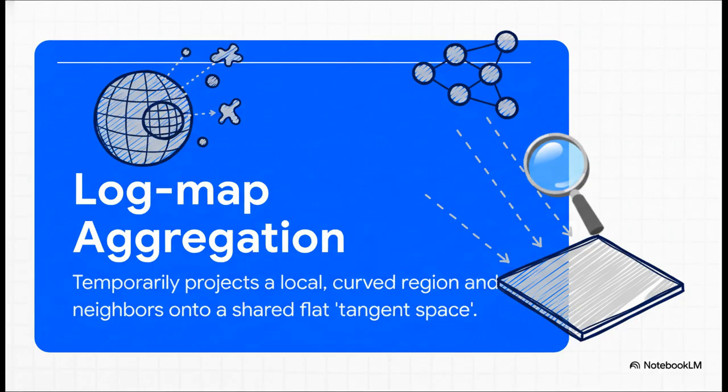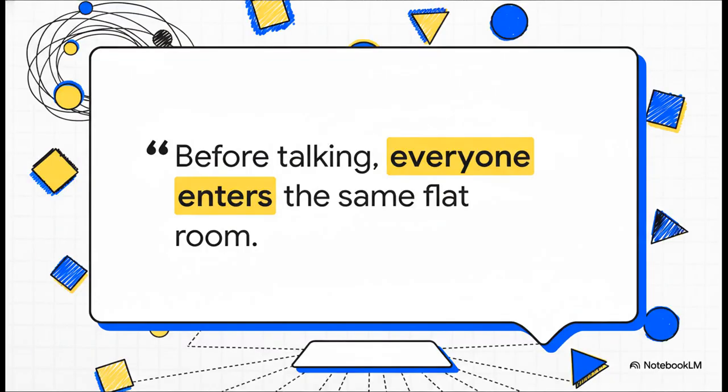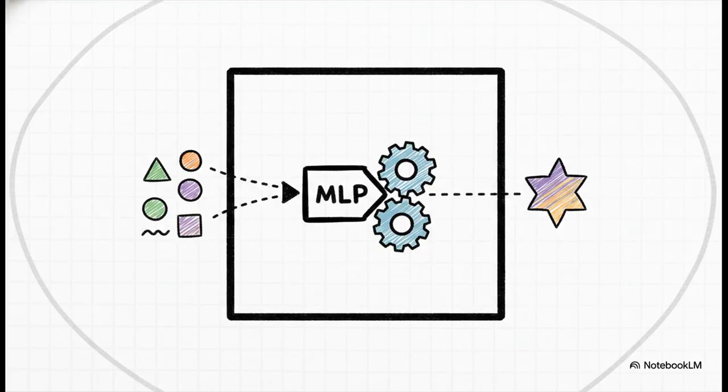It's kind of like taking our curved globe and making a perfectly flat local city map of, say, just downtown Manhattan. The source material has a fantastic way of thinking about this. It says, before talking, everyone enters the same flat room. It's such a simple but powerful analogy. To have a sensible discussion, you bring all the local players into one shared, flat space, where they can actually process information together.